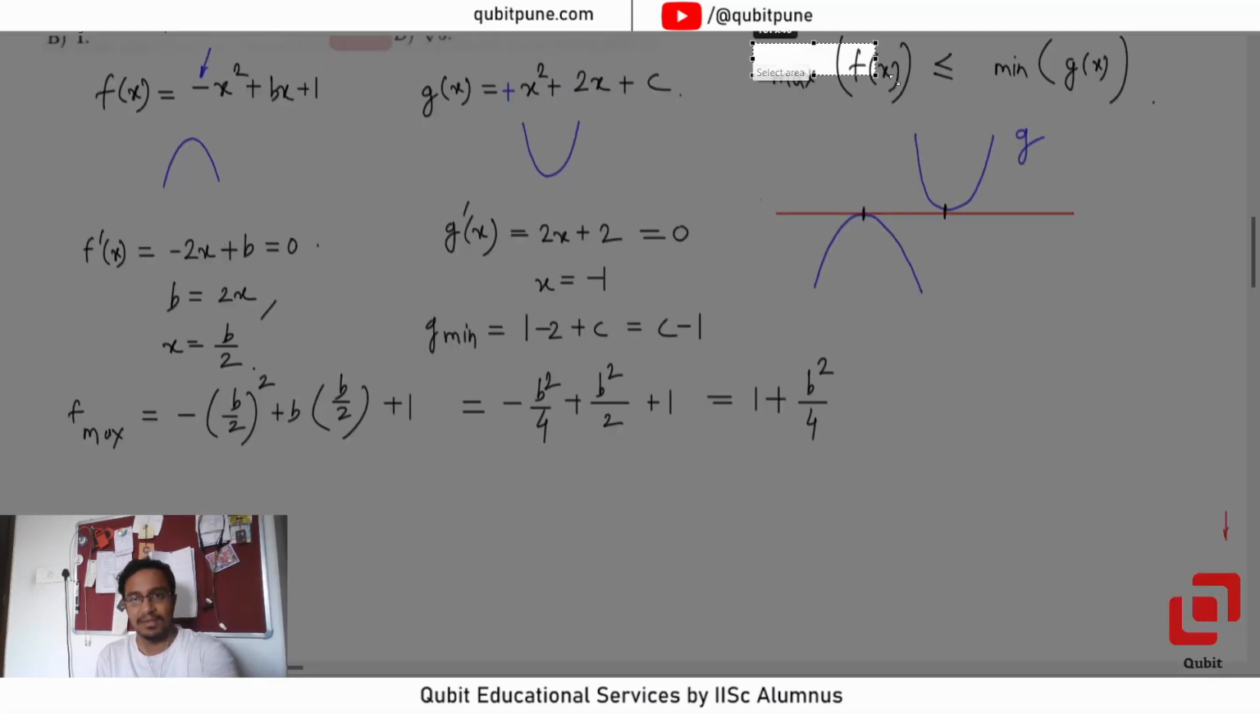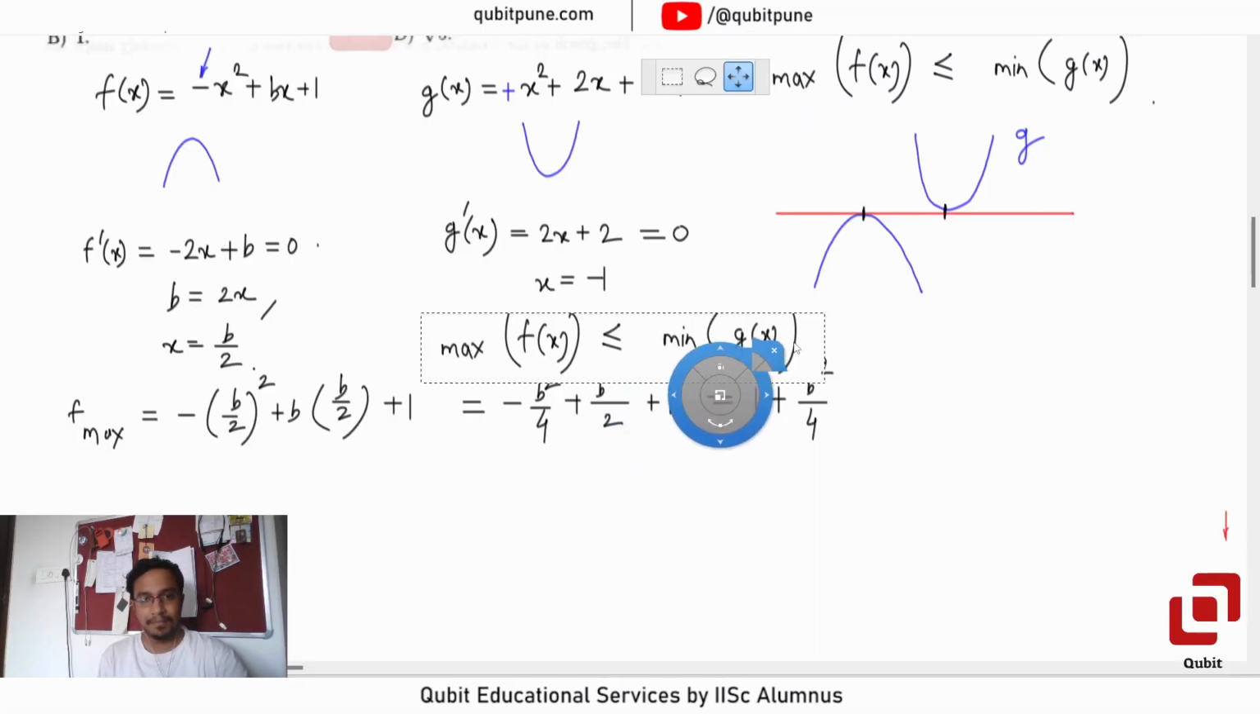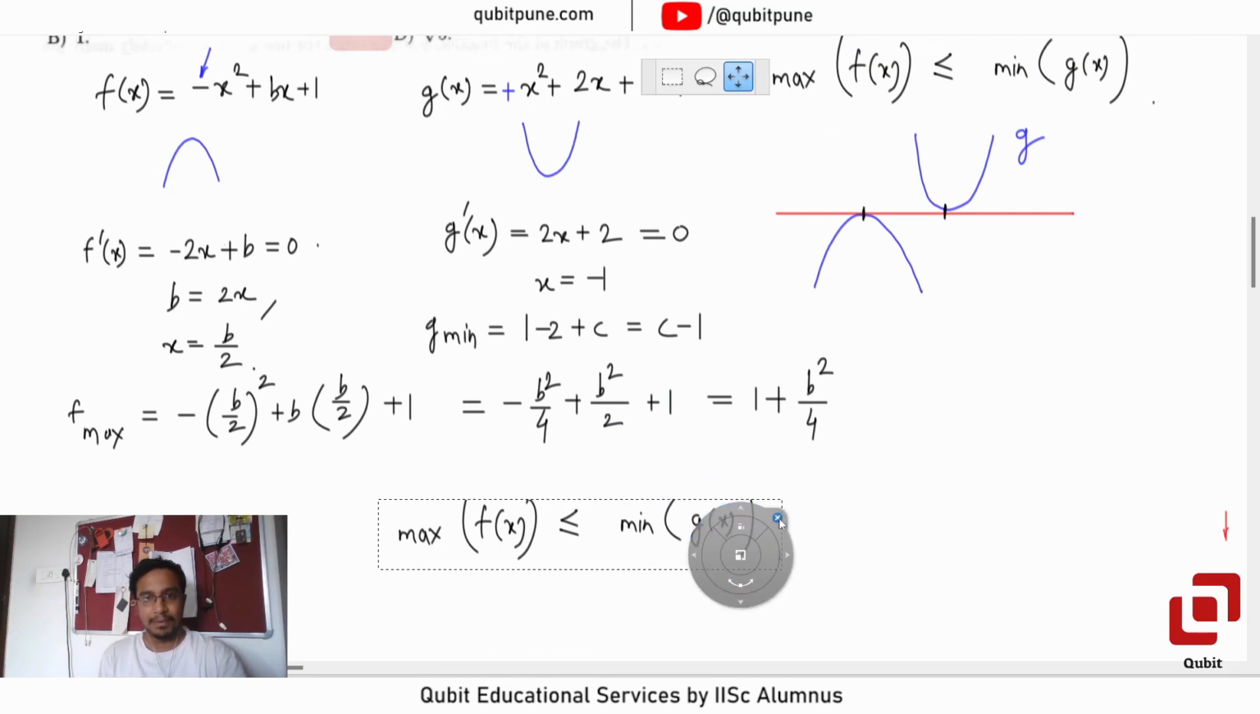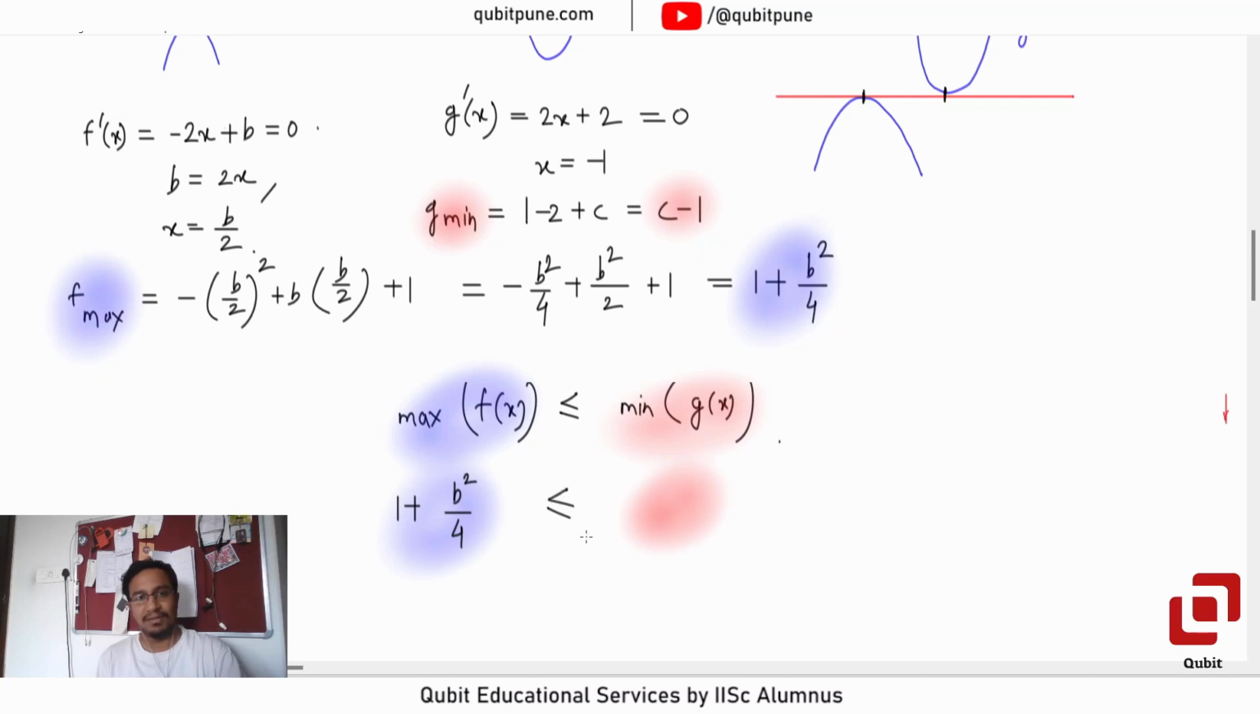Now use this inequality. F max is this, so let me write it here, and min g is c minus 1. Let me write it here. 1 plus b squared by 4 should be less than or equal to c minus 1.